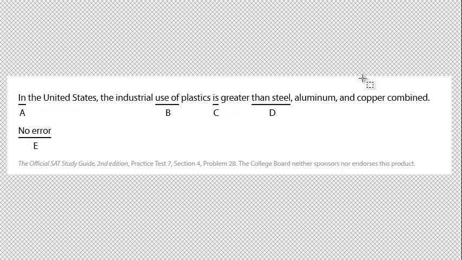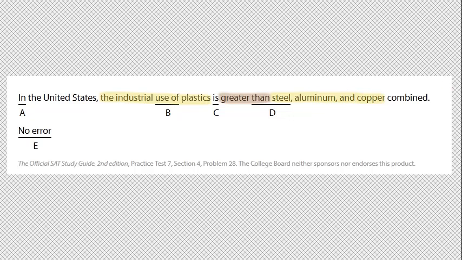However, notice that all of these 3 nouns are in the same structure, so in this case, that's not what it is. Now turn your attention to the phrase greater than. Greater than signals that this is a comparison. Let's identify what 2 objects are being compared. The first one is the industrial use of plastics. The second is steel, aluminum, and copper.